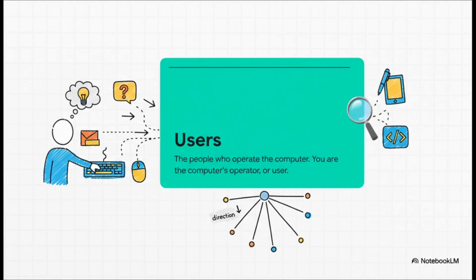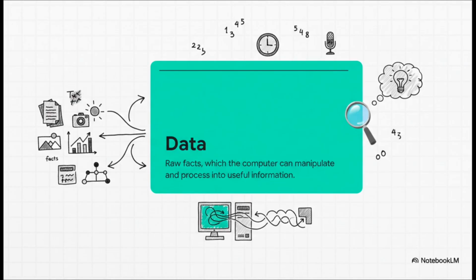And then there's us, the users. I know, it sounds super obvious, but think about it. Without someone to actually use it, a computer is completely pointless. You're the one telling it what to do, creating things, asking questions. You give it purpose. And last but not least, we have data. The best way to think about data is like raw ingredients for a recipe. It's just a bunch of facts, numbers, and text. By itself, it doesn't mean anything. The computer's entire job is to take those raw ingredients and cook them into something useful.